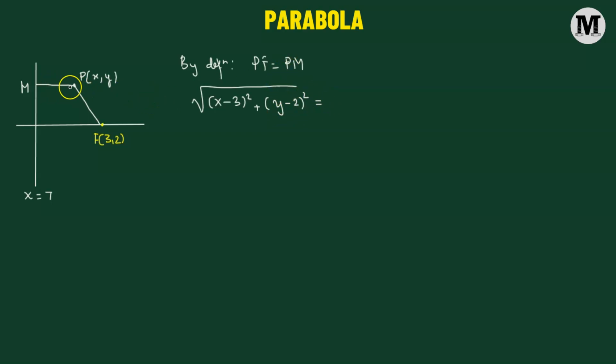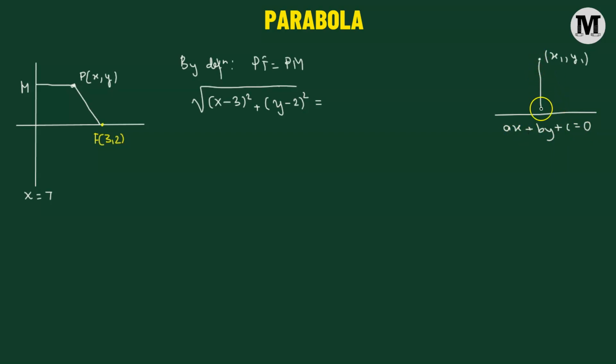PM is the perpendicular distance of the point P from the straight line. So here we'll have to use a formula. So let's say we have a point with coordinates x1, y1, and we have a straight line with the equation ax plus by plus c equals 0. So this is the standard, general form of a straight line.